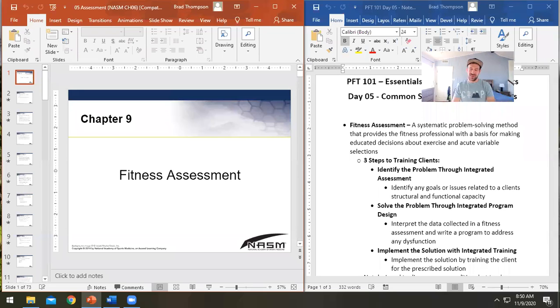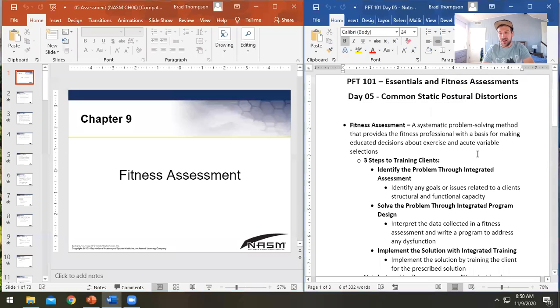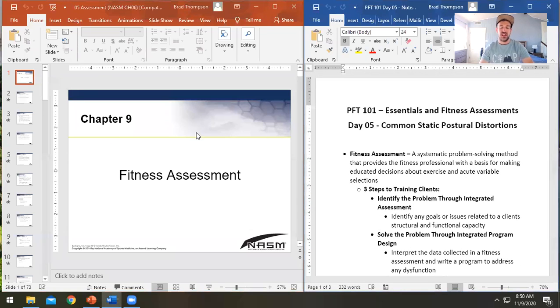Okay, so today we are looking at day 5 of our static postural assessments. This will be a little bit different than our other classes. Traditionally, we dive into the PowerPoint and go slide by slide. This class today is going to be a little more of a free-form discussion on posture in general.